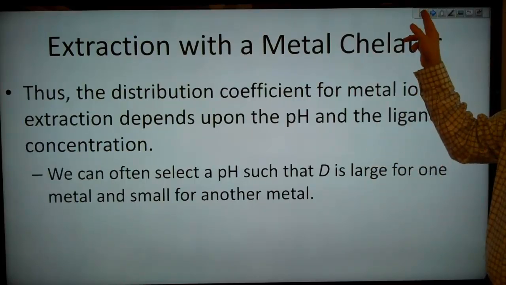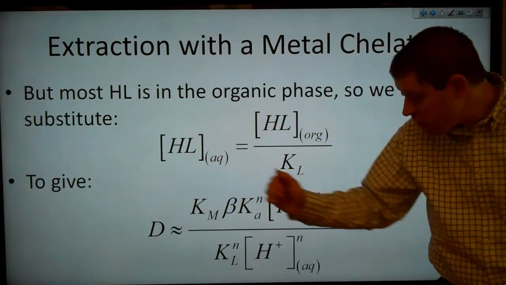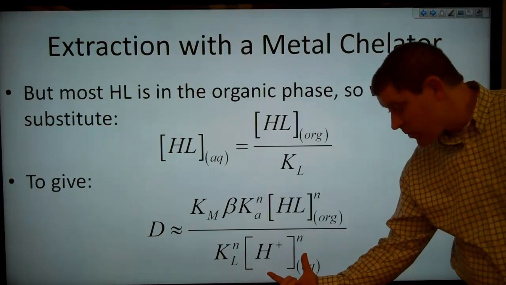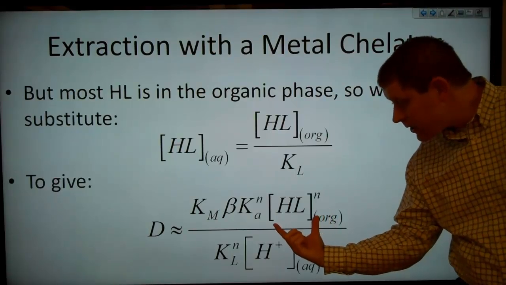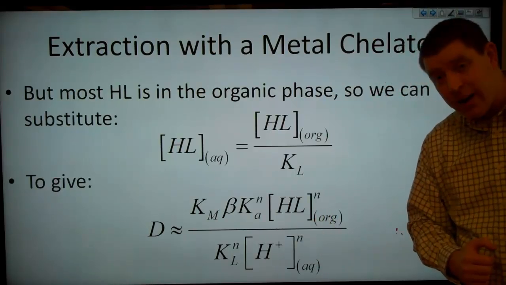So let's go back and look at that again. So we've got the distribution coefficient depends upon the pH because we've got our concentration of hydrogen ion here, and it depends upon the ligand concentration there in the organic phase.